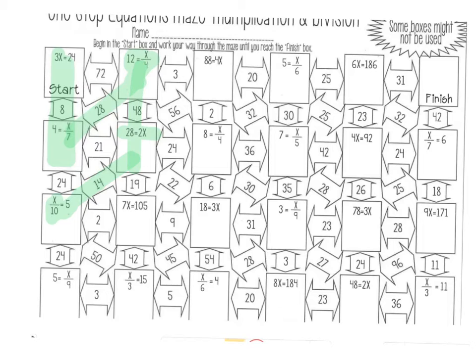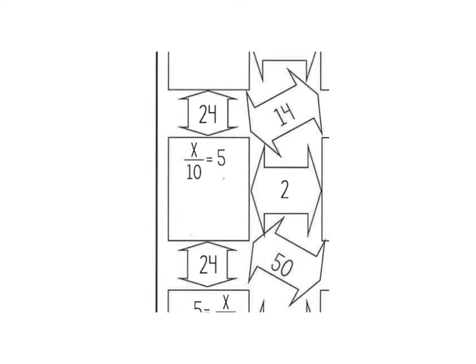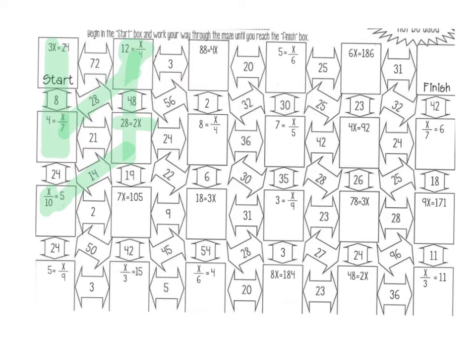10 is equal to 5. So to solve this one, we've got x divided by 10, so we're going to do the inverse of dividing by 10. We're going to multiply by 10 on both sides. We're going to multiply by 10 on the left and the right. So those cancel. We get x is equal to 5 times 10, which is 50. And so now we know that the answer is 50. We're going to come straight down here.